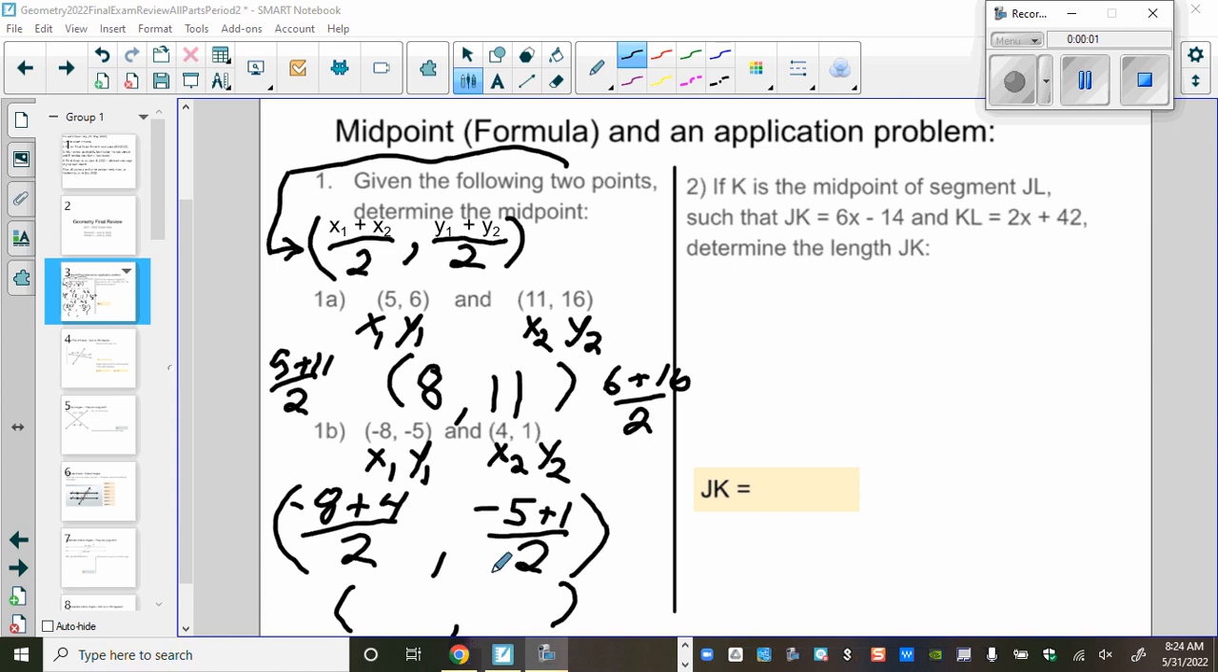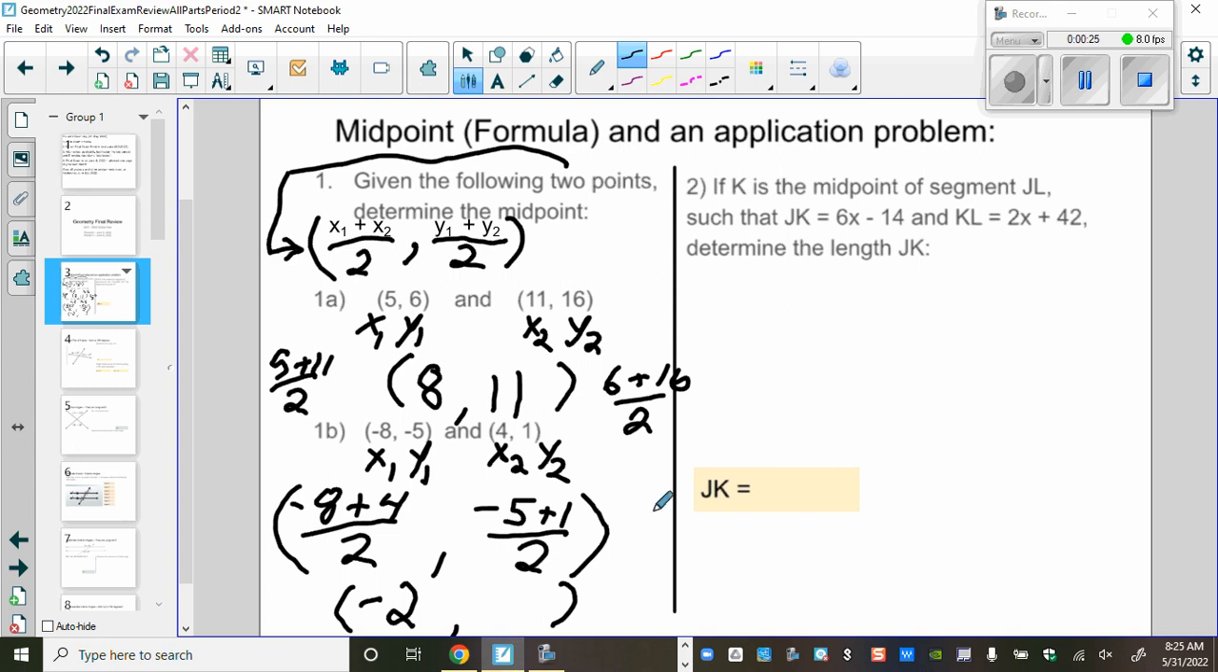6. Negative 8 plus 4. Add those numbers up first, and then divide that value by 2. Minus negative 2. Yes, good.